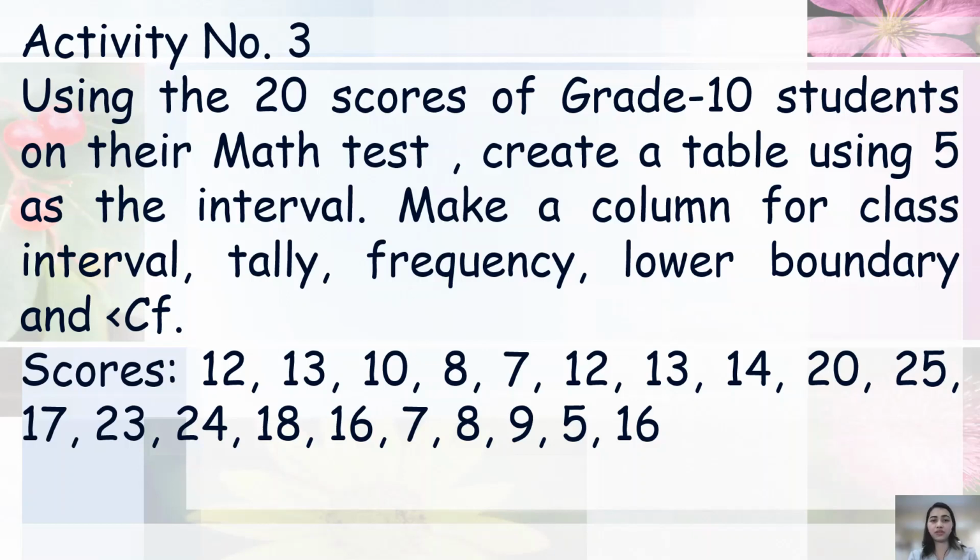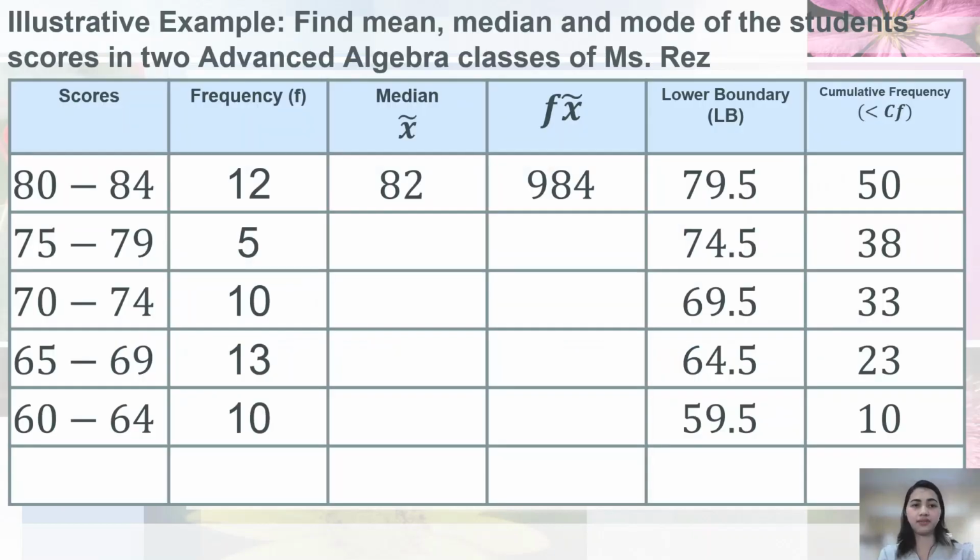Or you already performed this activity. So let's have the table in terms of finding mean, median, and mode. Again, in terms of creating a table, don't forget to write a title, because we need to give it a title in order for us to say that this table is all about this one.